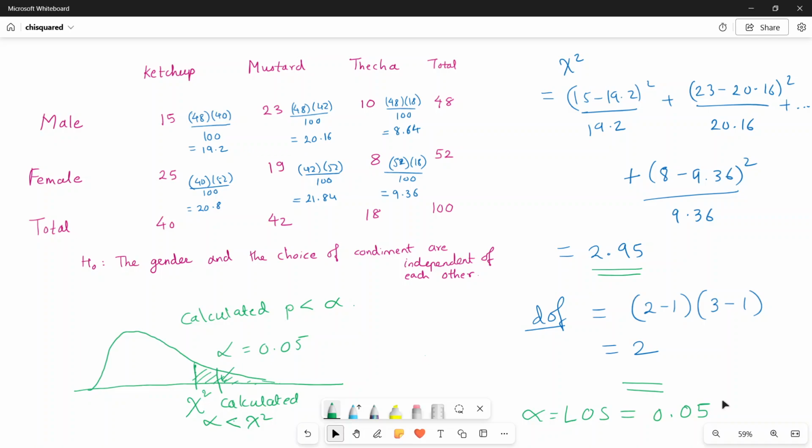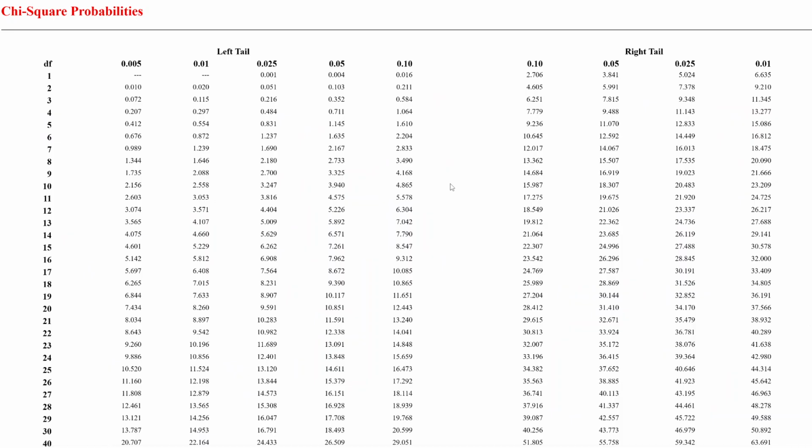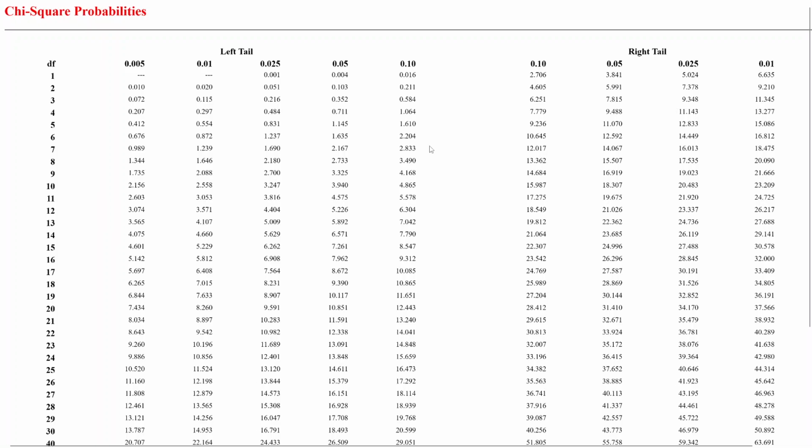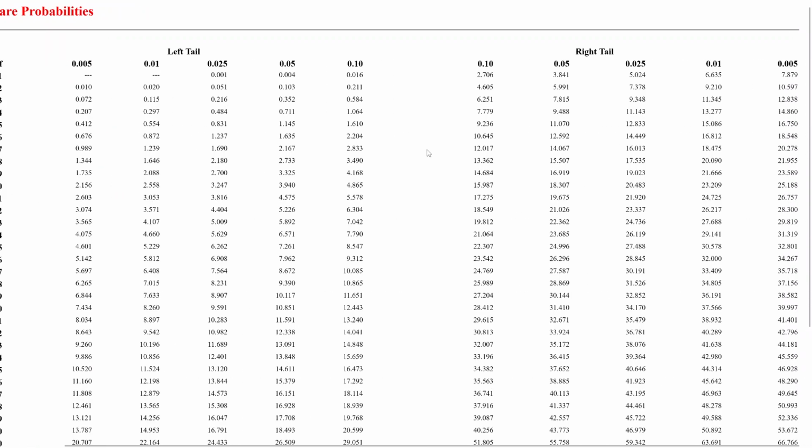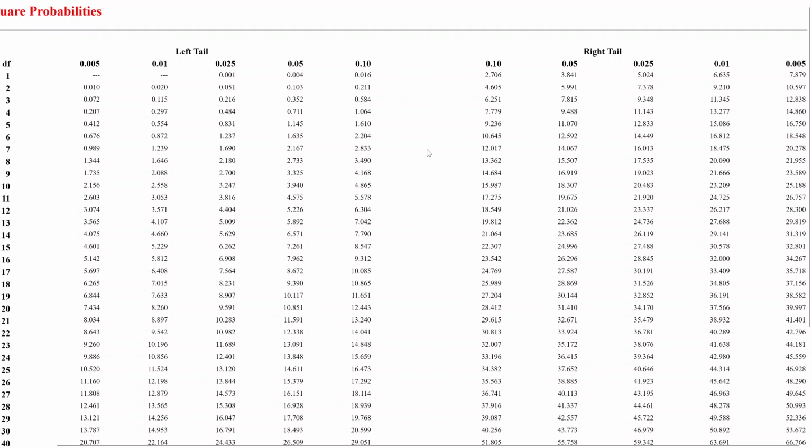Now we'll move on to the table and see how we look up the table. So roughly this is how a chi-square table looks like. Normally these are on two separate leaves. You have one page where you have the left tail probabilities and another page where you have the right tail probabilities or right tail chi-square values basically. Left tail chi-square values are not something we are interested in. Our probability calculations lie in the right tail.